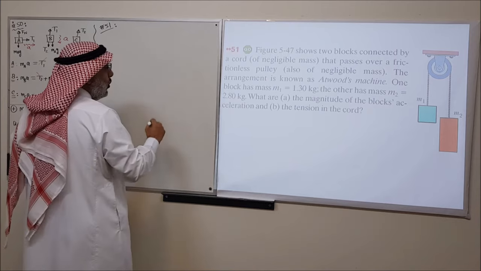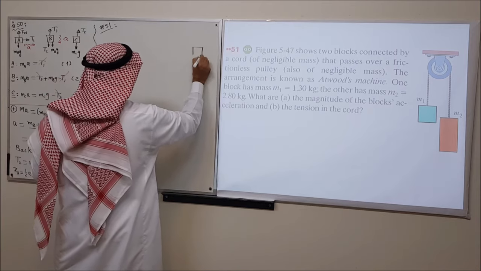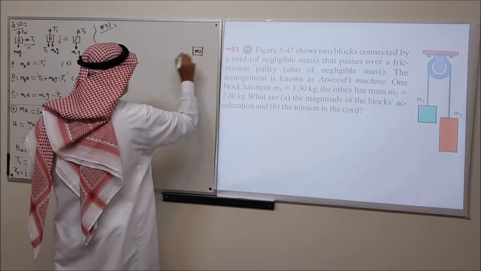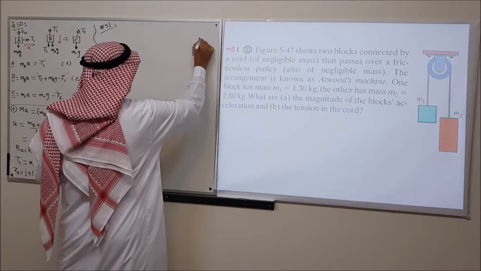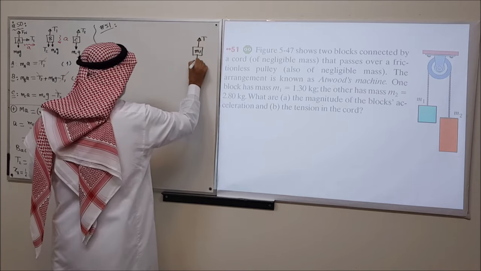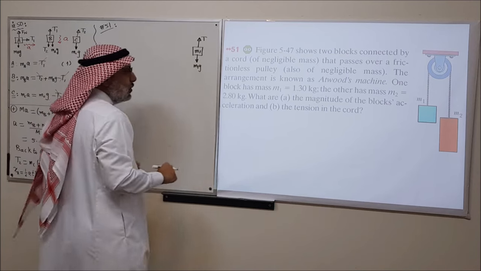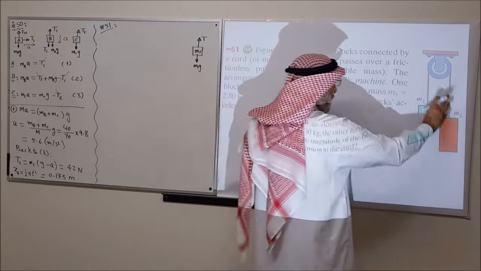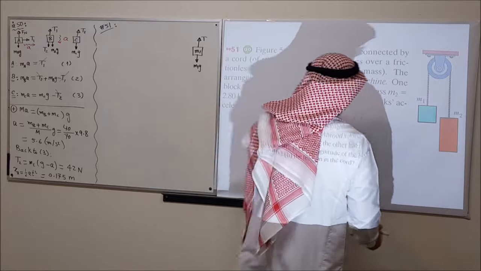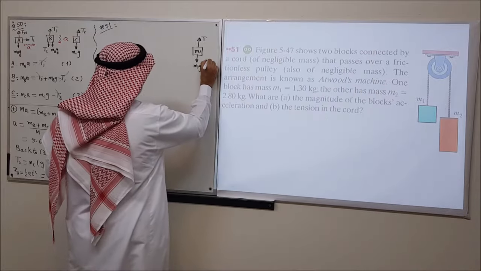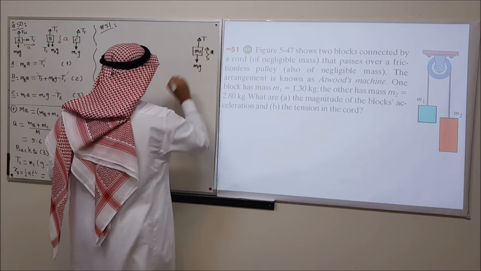Here we have two objects. M1, this is the lighter one. There is the tension, T, and there is its gravitational force, M1G. Of course, if we release the system, the heavier one will go down, the lighter one will go up. So the acceleration of this will be upward.